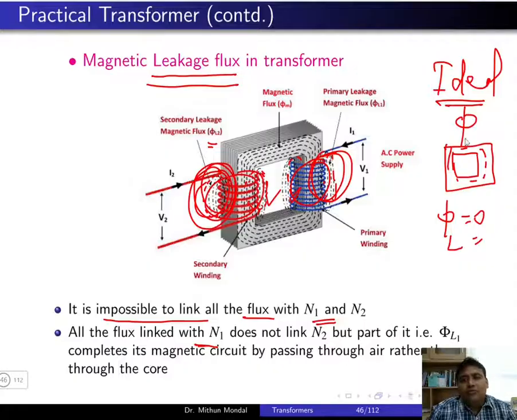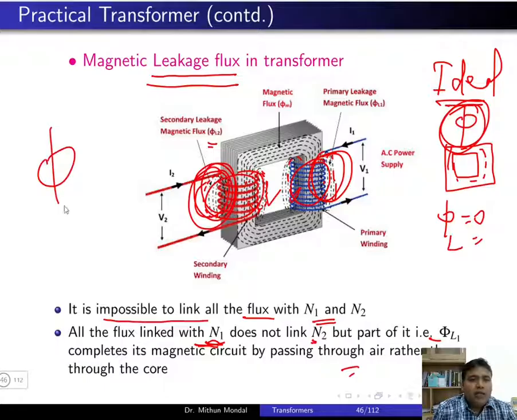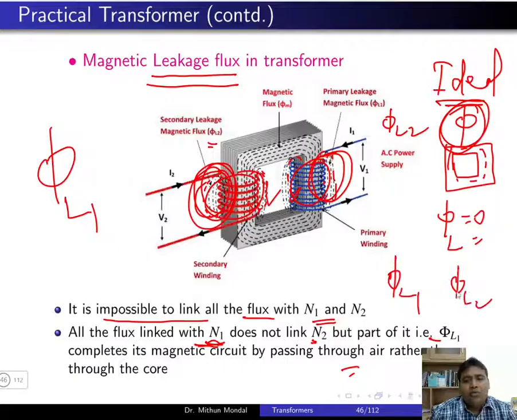So the total flux will now decrease in the core of the transformer. The flux which links N1 does not link with N2, but part of it will be there through the air. So phi L1, the leakage flux on the primary side, and phi L2, the leakage flux on the secondary side, will be different. These leakage fluxes, one will not link the other. So phi L1 and phi L2 will not link one another. One is due to the primary winding current through N1, and the other is due to the secondary winding current through N2.